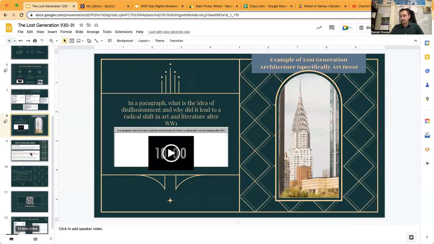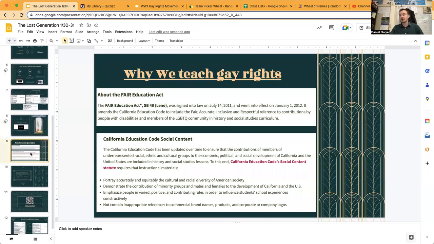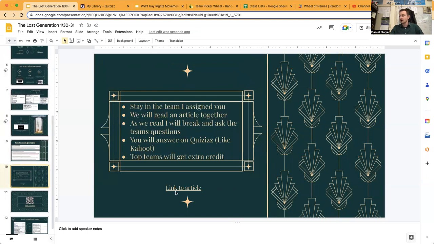Next, in class, I wanted to preface our lesson about why we teach gay rights and about the Fair Education Act in California of 2011. So you can read that if you would like. Then we did do a game. All you have to do if you missed this class is read the article, please.